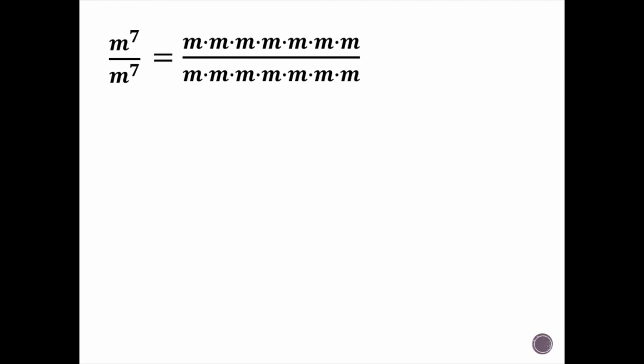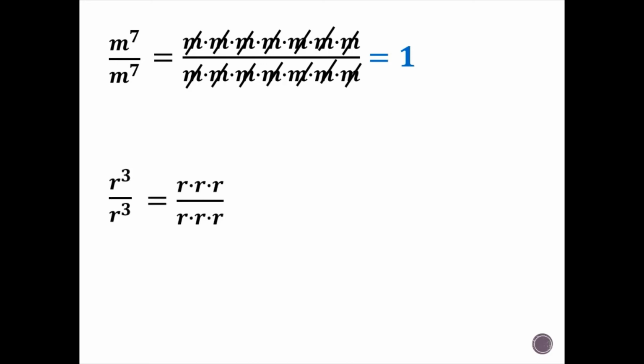Now let's have m to the 7th power over m to the 7th power. Notice that we are just dividing exactly the same expression, so their expanded forms are also the same. We cancel the common factors, and notice that nothing remains in the numerator and denominator. If that is the case, then the result is just 1. If I have r cubed over r cubed, expanding them, we will have r times r times r over r times r times r, and cancelling the common factors, nothing remains also in the numerator and denominator, so the result is 1. But if we apply quotient of powers, that means we will subtract the exponents.